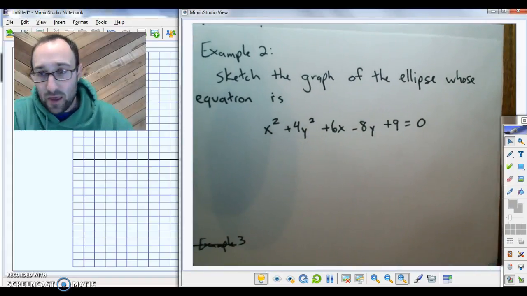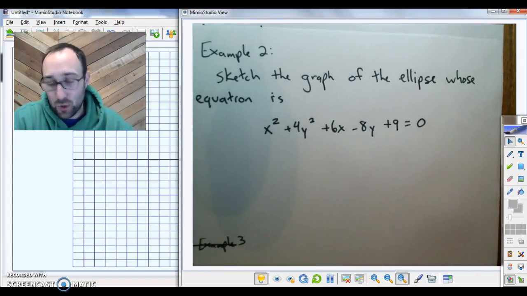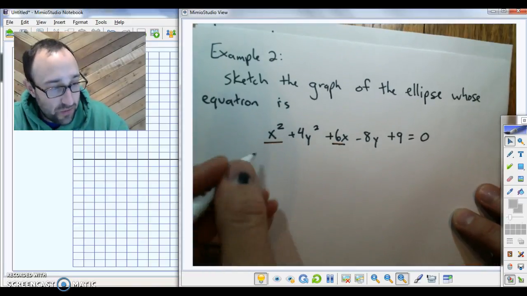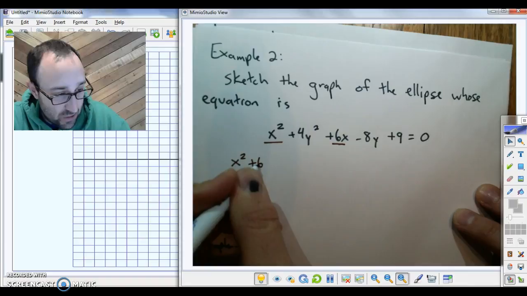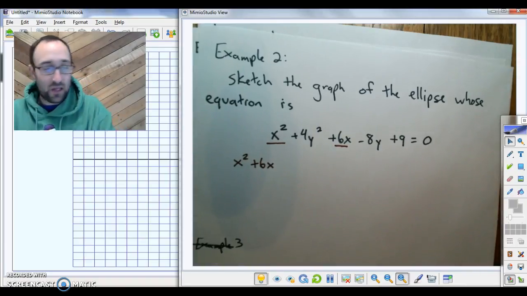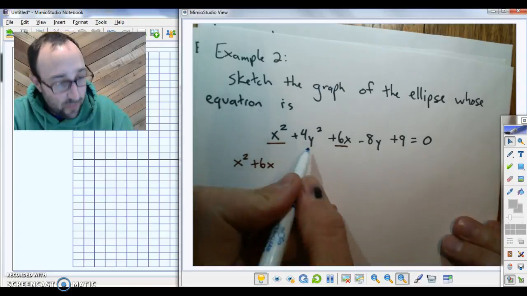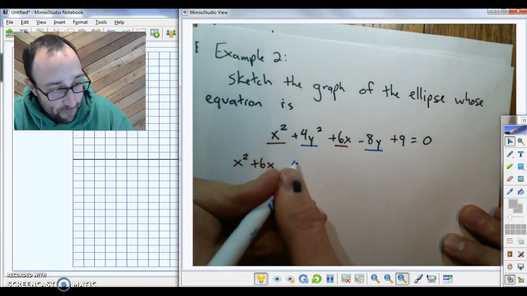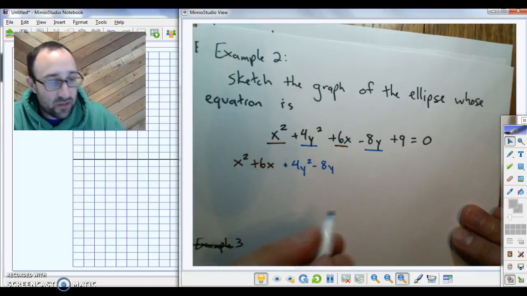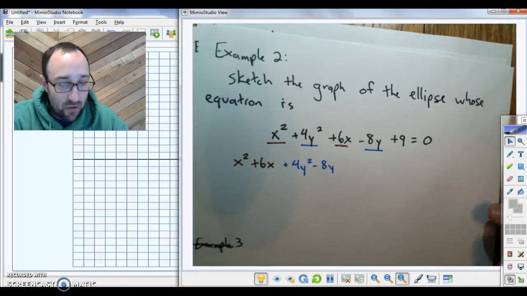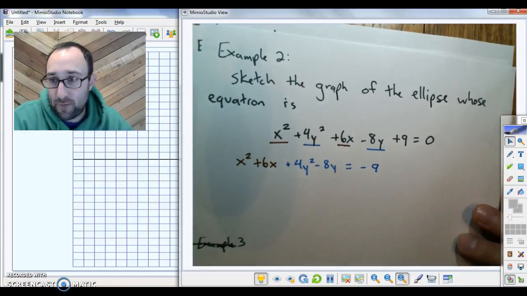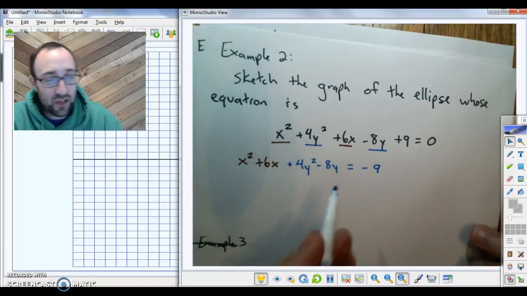Okay, so is this in the form that we wanted? No. Could it be? Yes. So what we're going to do is group all of our x's together. So we get x squared plus 6x. And then I'm going to use a different marker and say plus 4y squared minus 8y. And then I'm just going to get that plus 9 on the other side. I'm going to subtract it and just have it be minus 9. Does it really matter too much? No, but let's just get it over here.